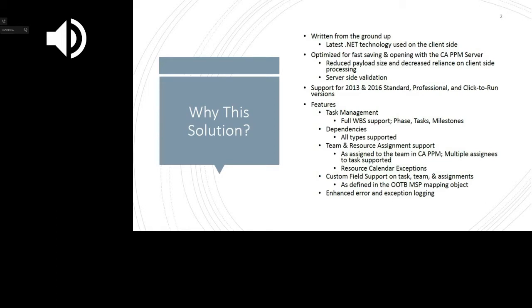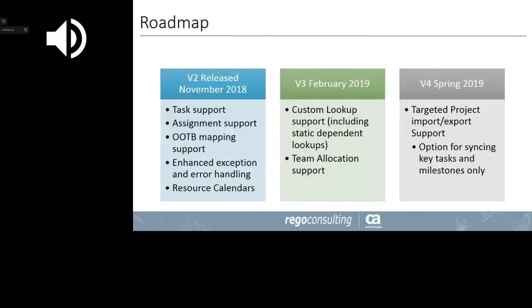Going on to the next slide, let's talk a little bit about the roadmap. We have now released version 2, which I've already showed you or talked about, coming in February 2019. We will have custom lookup support, including static dependent lookups, and team allocation support, including team allocation segments. Coming in spring of 2019, we will release targeted project import and export support, which means we will have an option for syncing key tasks and milestones only.